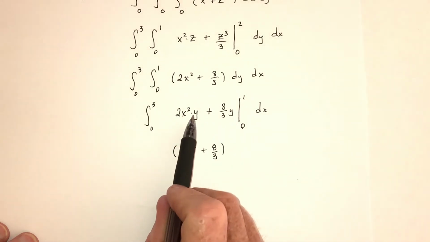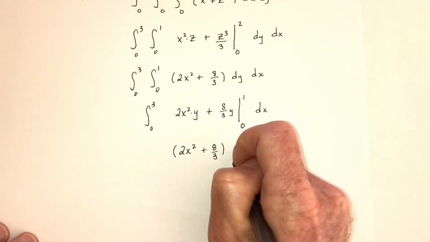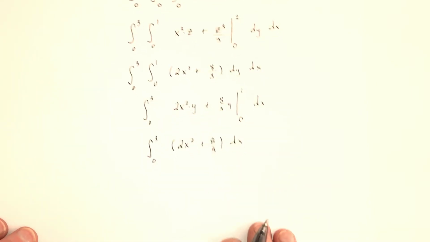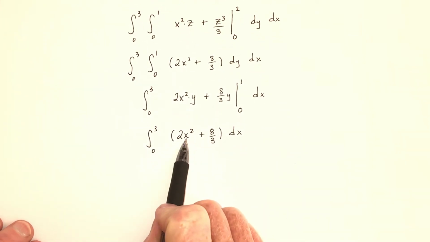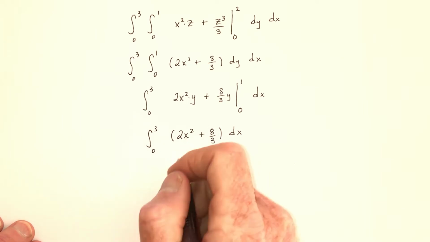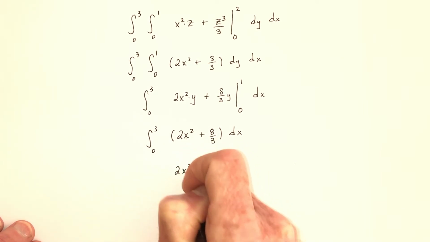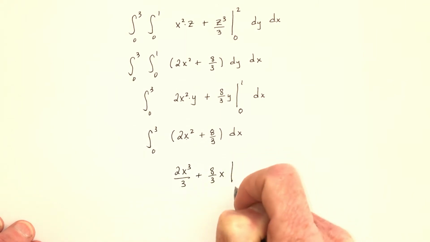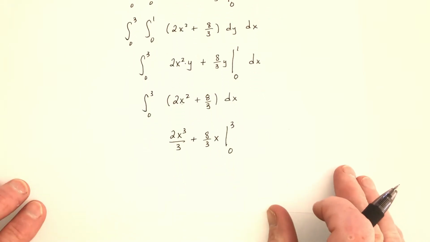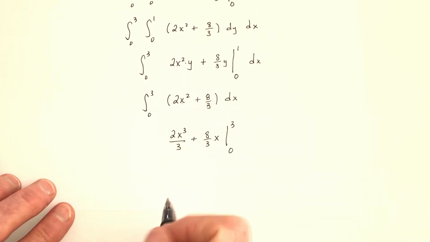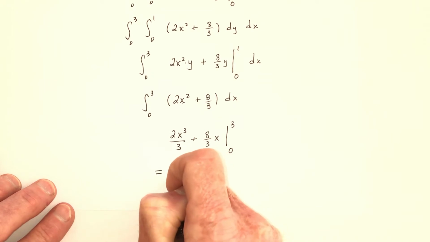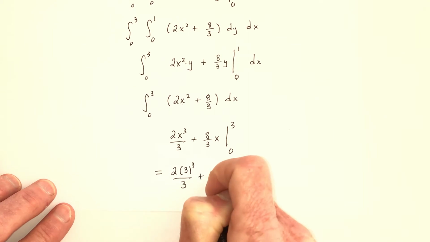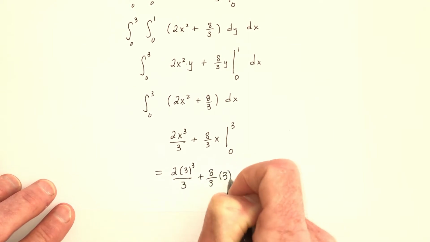And when you substitute the 0, that's 0 and that's 0. So the last thing to do is integrate with respect to x. The antiderivative right here is going to be x cubed over 3, so there's going to be 2x cubed over 3 plus 8/3 x. Evaluate that from 0 to 3. So this is going to be 2, and then 3 cubed over 3 plus 8/3 times 3.